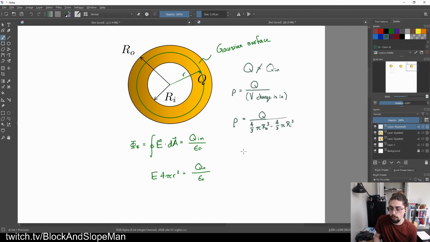Can simplify this a little bit more at least. To say rho is equal to, let me pull out the 4/3 pi, r outside cubed minus r inside cubed. So here's our charge density. Now we just need to multiply that by the Gaussian volume, right? Almost, but not quite. We run into a little bit of an issue again, because now we're not just looking at the entire volume, right? This doesn't count. It's hollow still.